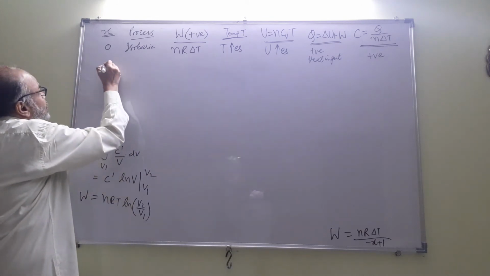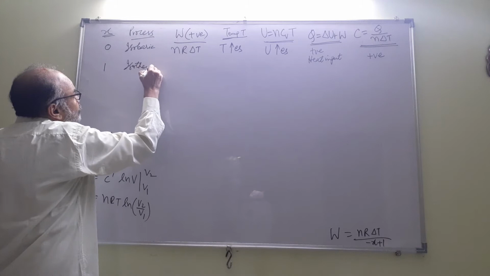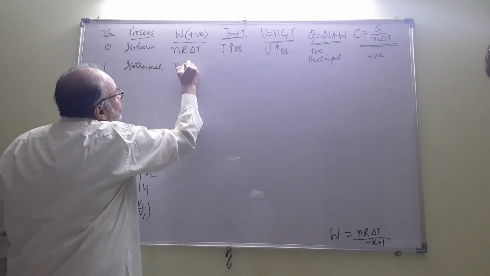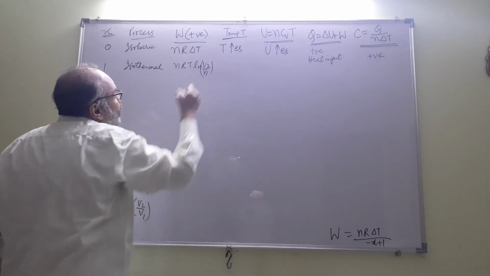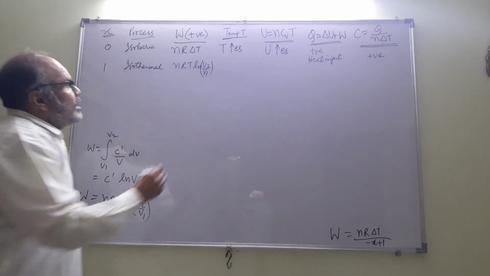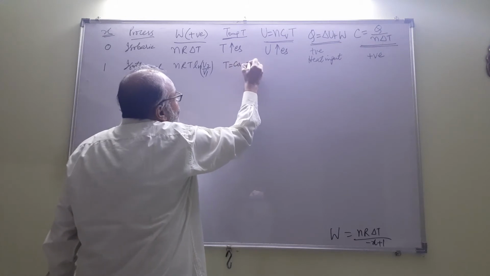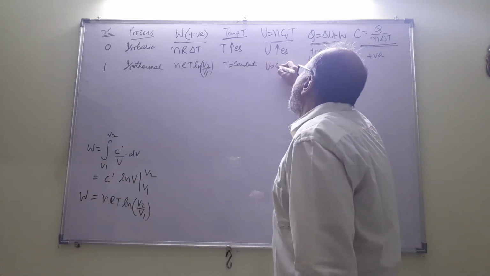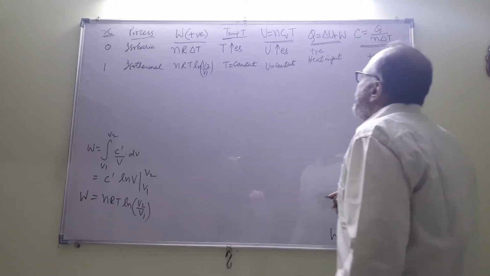Let us take x equal to 1. That is an isothermal process. So for an isothermal process, the work is nRT ln V2 by V1. The temperature is constant. It doesn't change in an isothermal process. So the internal energy also will remain constant. It will neither increase nor decrease.